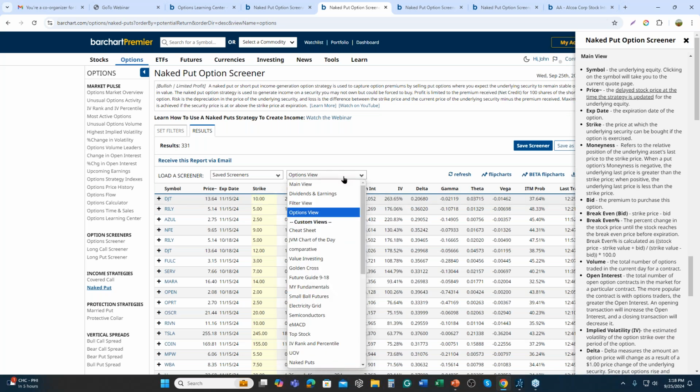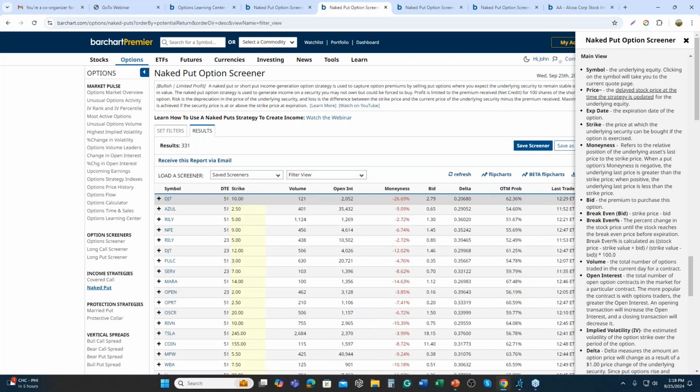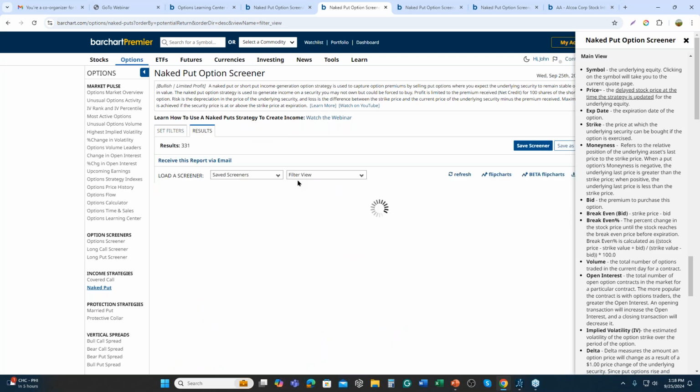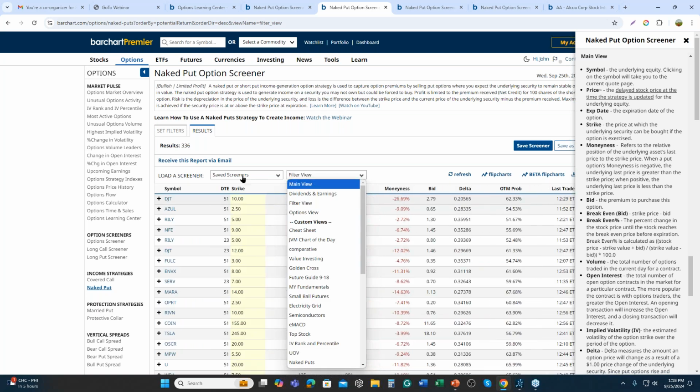Now we have the filter view, which is going to give us the results of our filters. One of the benefits of being a premium member is I can create custom views or custom screeners, and I can change some of these or add some additional filters. So if I make any changes, then those results will be found in the filter view. So let's do this. Yeah, there we go.